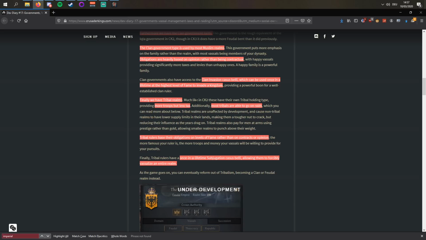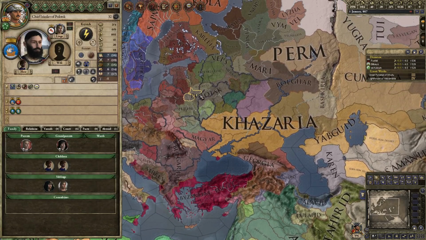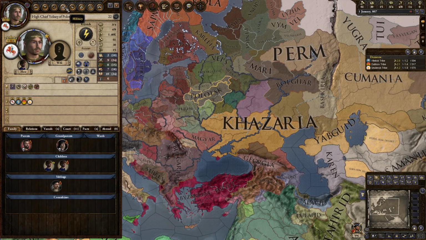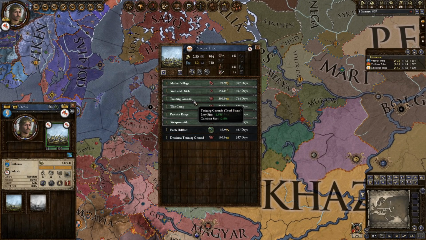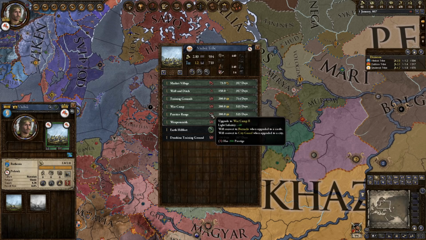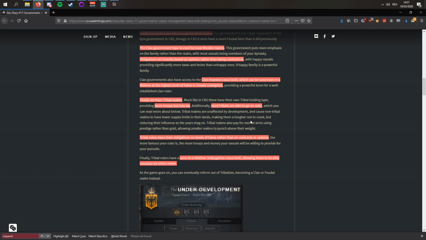Finally, we have tribal realms. Much like CK2, these have their own tribal holding type, providing more troops but less tax. Classic, because you have to raid, of course, to get income and prestige, but the troops themselves are fully provided by your holdings. Let's just, for example, over here, you can see that most of the buildings that you can build, they don't really need money anyway, but all of them provide quite a healthy amount of troops, and you need prestige, which you can get from raiding. It's a self-reinforcing cycle, quite powerful.